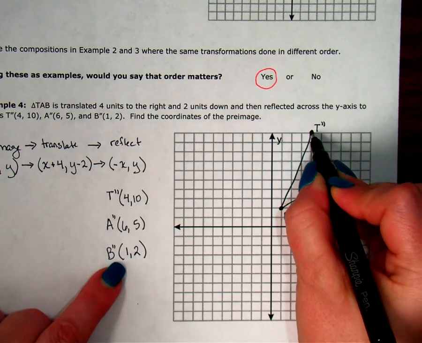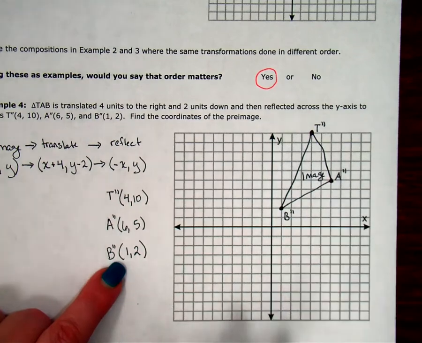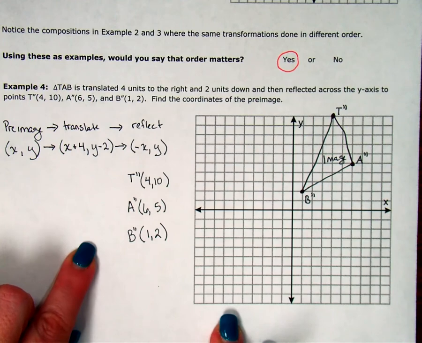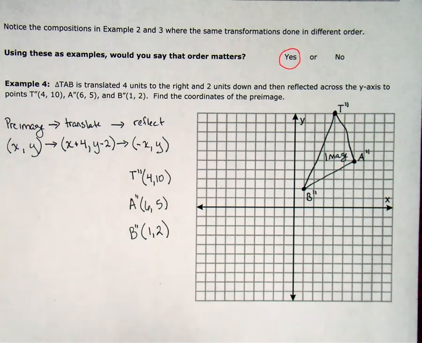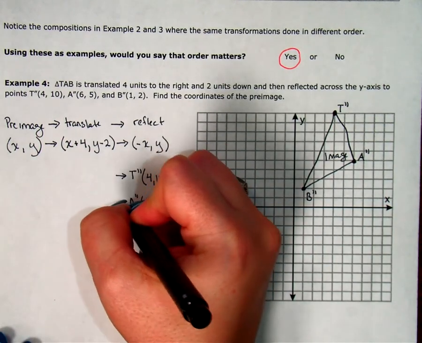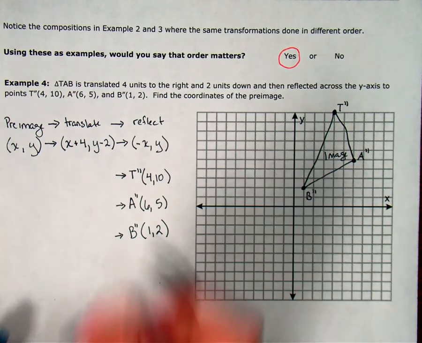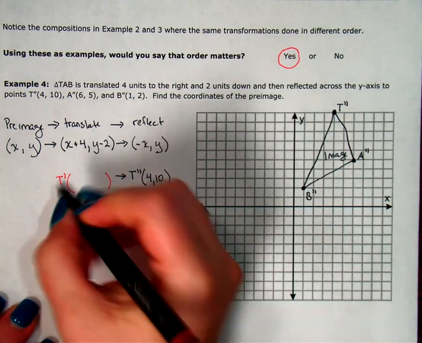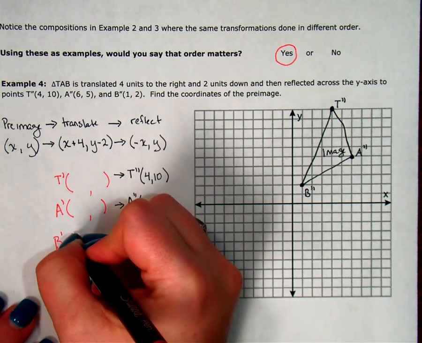So this is my image. I'm going to work backwards to find where my original pre-image started. Now, to get to this one, I reflected from my pit stop. So I need to go back and figure out what my pit stop was. Where did I come from to get here? So I need to figure out what was my T prime, what was my A prime, and what was my B prime.